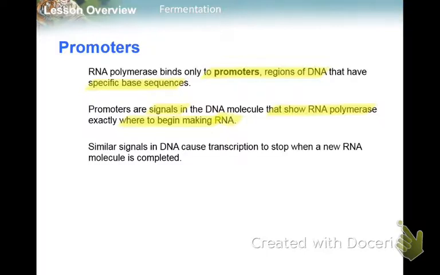And then there are similar signals that tell RNA polymerase to stop. So RNA polymerase won't transcribe an entire chromosome. It's only transcribing one gene and turning that one gene at a time into a protein. So it has to know just to transcribe one little chunk of DNA.